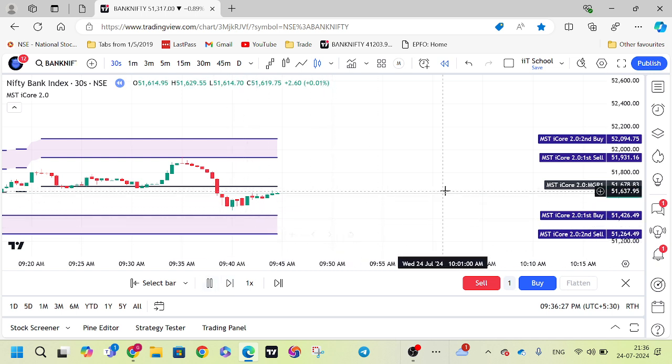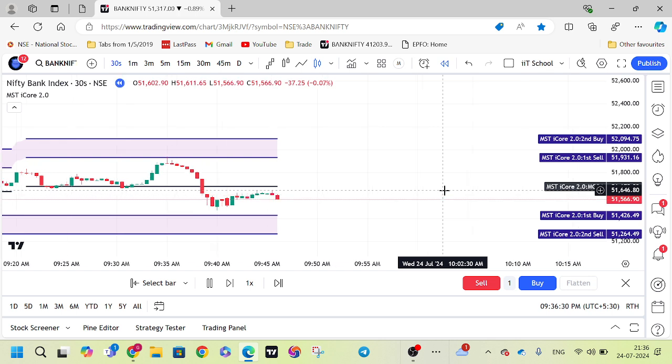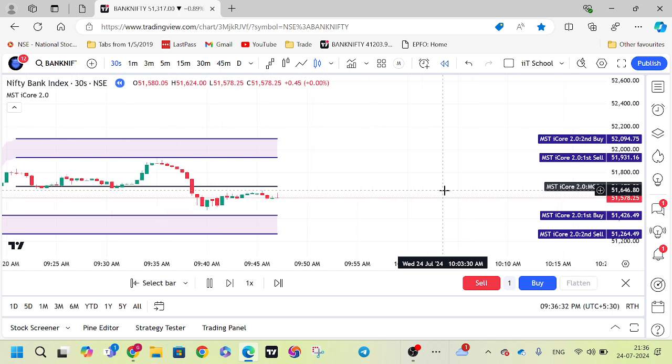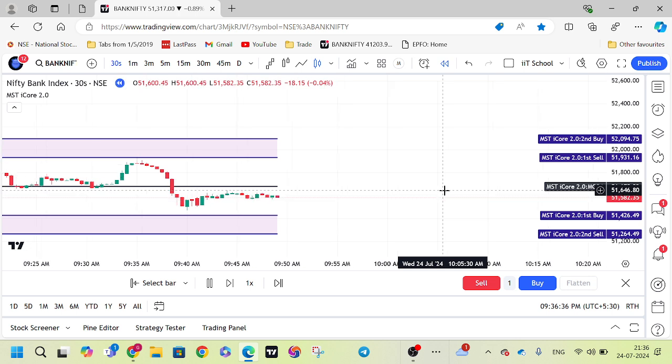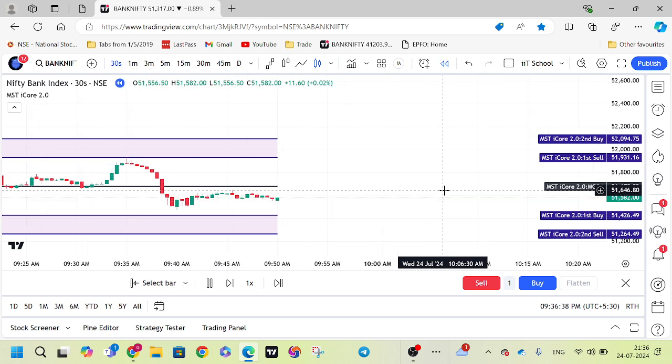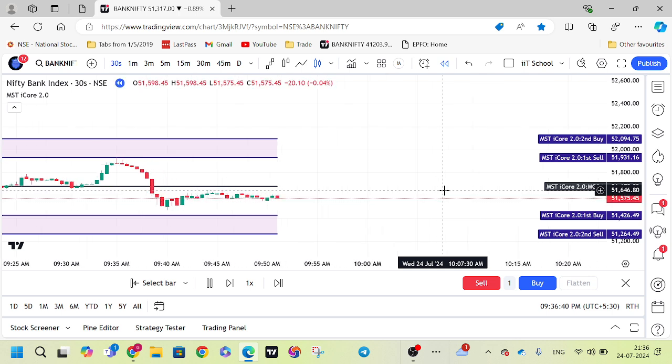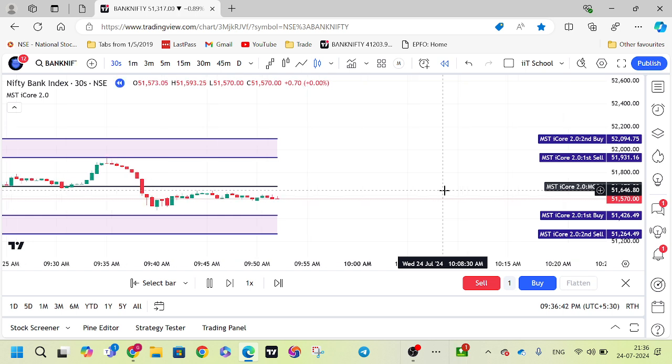So as I told you, if buy is activated, there is no sell. If sell is activated, there is no buy. Only if SL hit, we have to reverse the entry. Otherwise, we have to be on the same side, whichever was activated first.